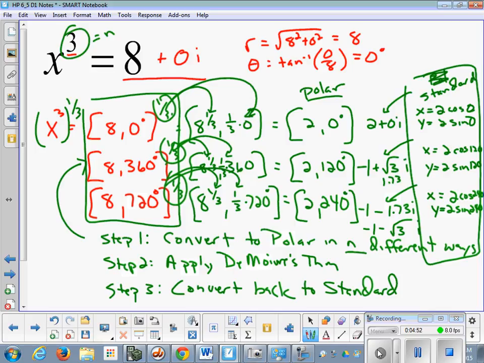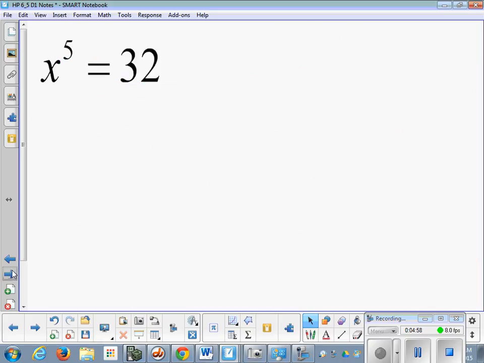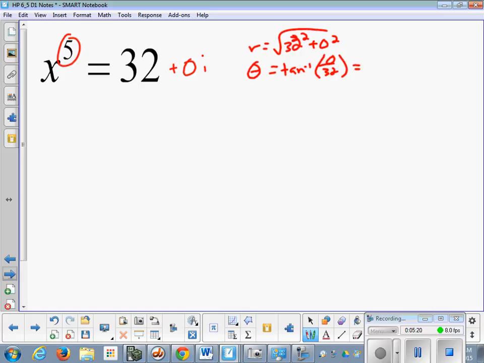All right, now let's take a look at our second problem, and this time we're going to see if we can find some shortcuts to help us out. 32 plus 0i. Step 1, convert to polar in 5 different ways. r is the square root of 32 squared plus 0 squared. Theta is tan inverse of 0 over 32.